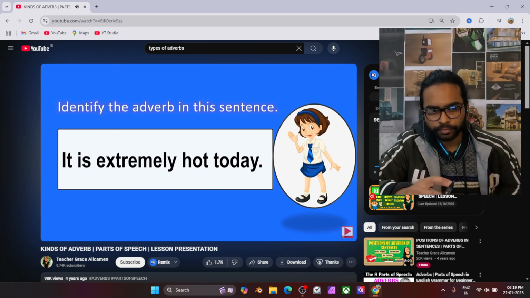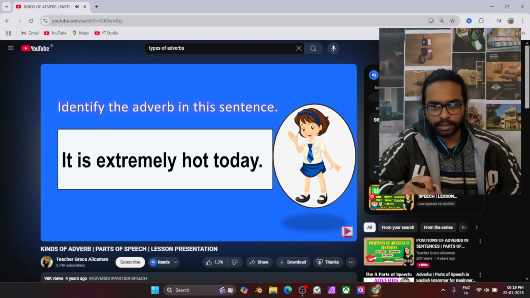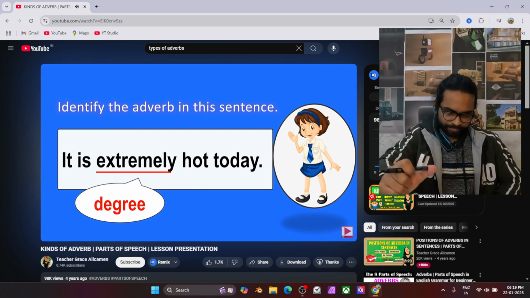It is extremely hot today. The adverb used is extremely, and it is the adverb of degree.